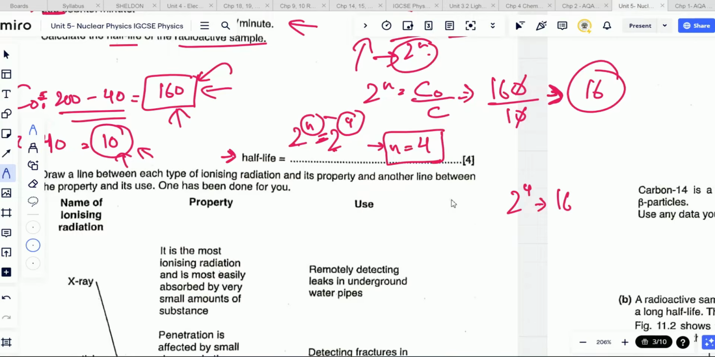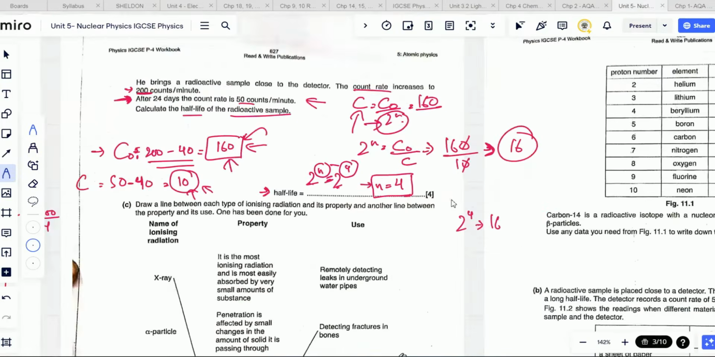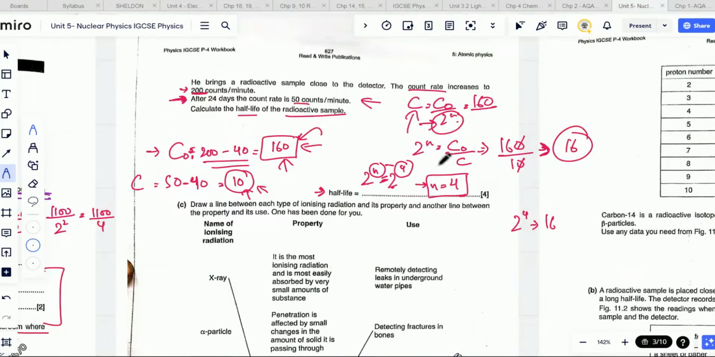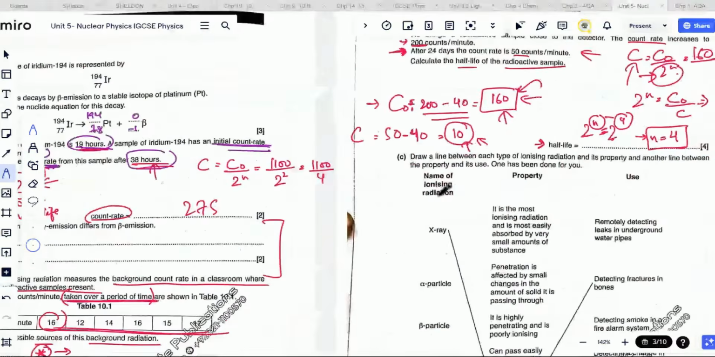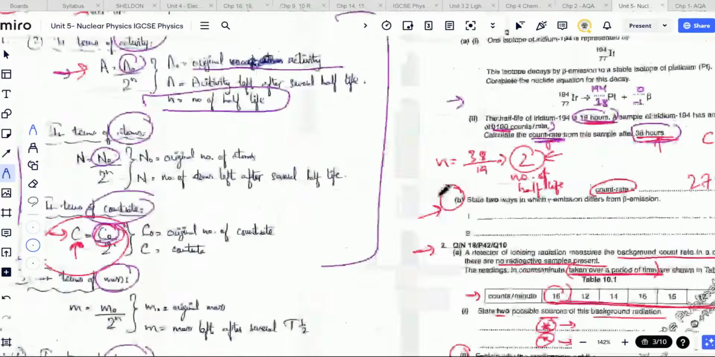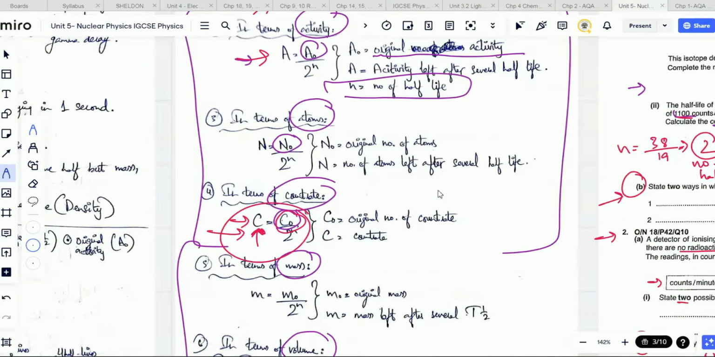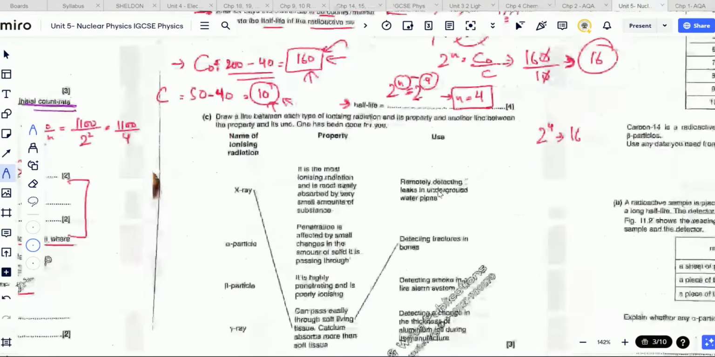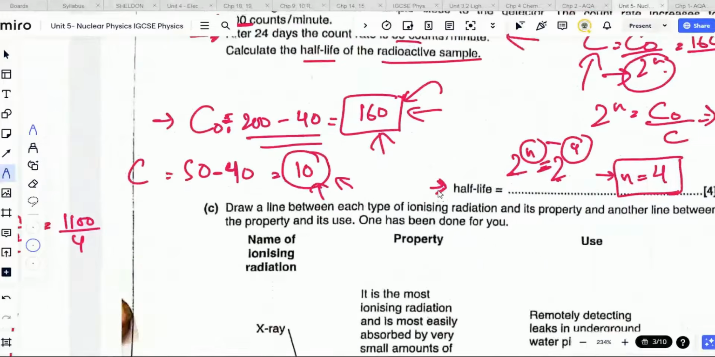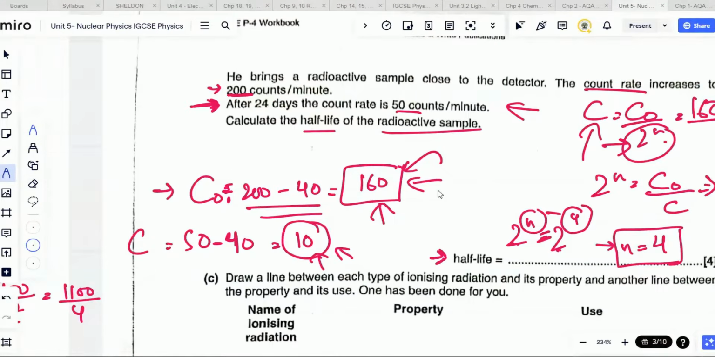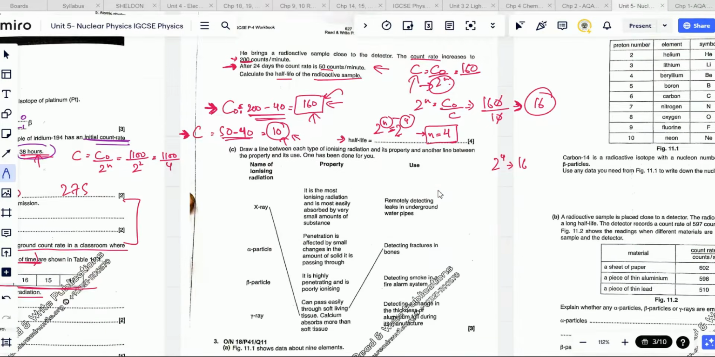Do you get it? If you don't get it, let me know. I'll do this whole question again. No, I got it. So in this question, we are using this formula first, and just through this only we are getting the value of n, because they have already given us the original count rate and the present one. And how did we find it? By subtracting these values.